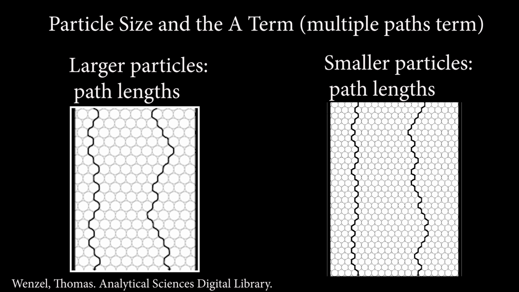It also influences the A term. That was that multiple paths term. You can sort of see here how you don't get as much of a chance to wander off on goofy paths if the particle sizes are smaller. So there's less chance that your molecules are going to take radically different path distances, and that A term is going to also shrink as you decrease the particle diameter. So both the A term and the C term are going to decrease as you decrease the particle diameter.